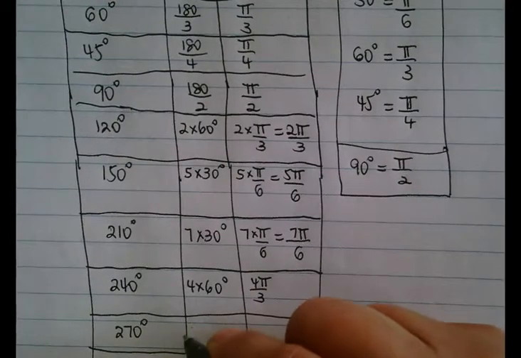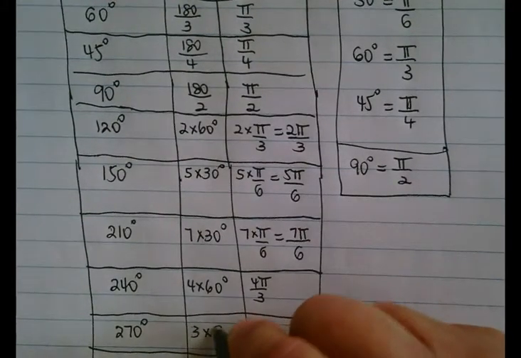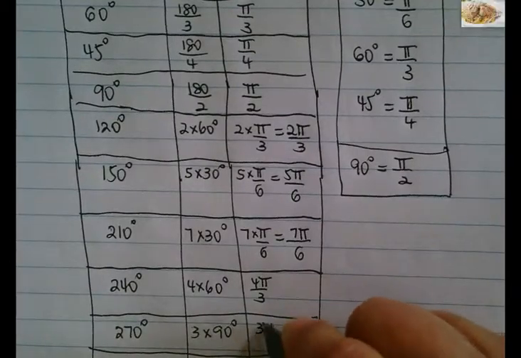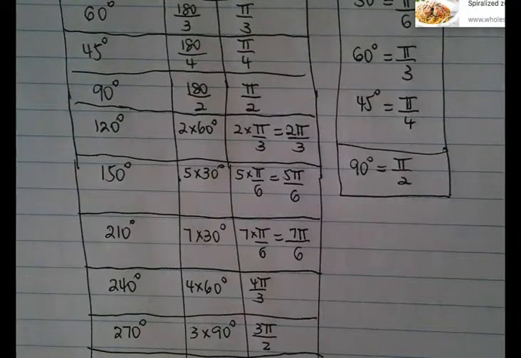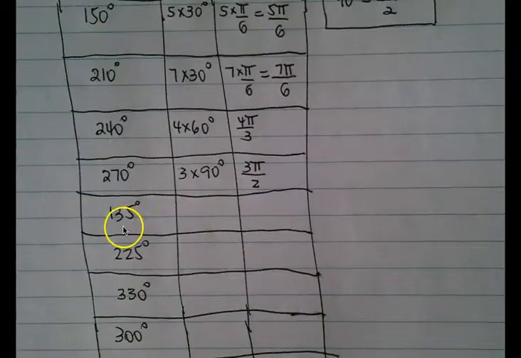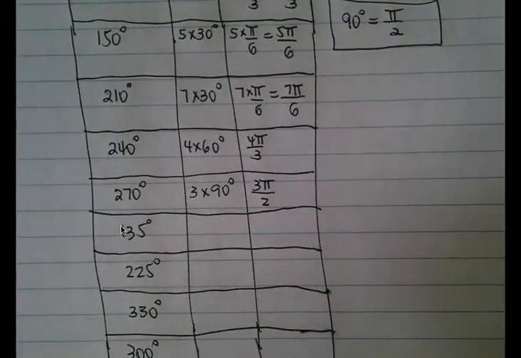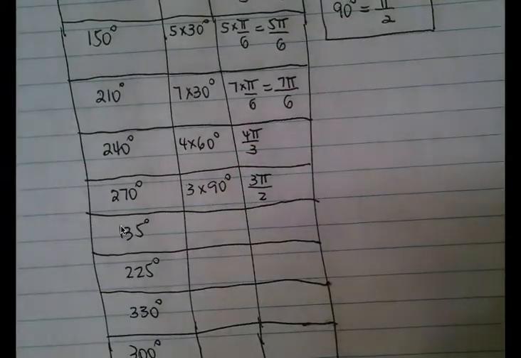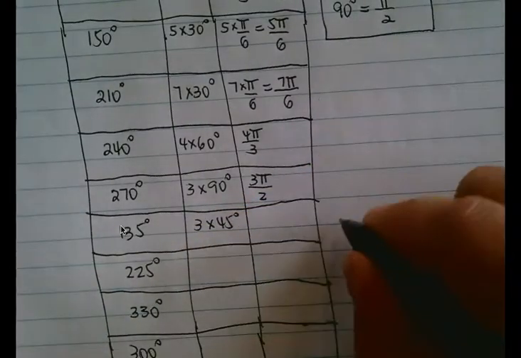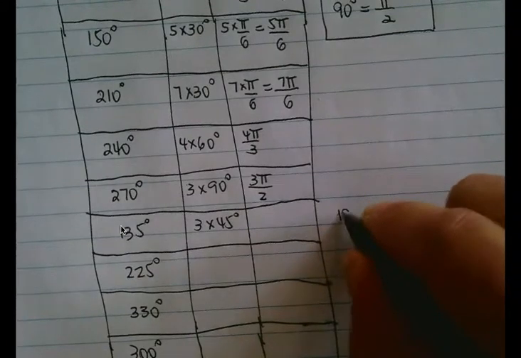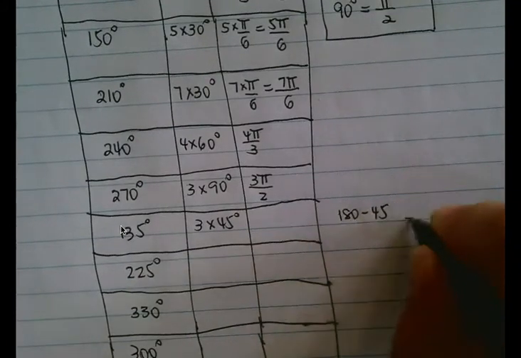3 lots of 90? So it's 3 pi on 2, because 90 is pi on 2. Oh dear, yes, I have that one. 135, what's that? Yeah, it's 180 minus 45, or it's 3 lots of 45. So we could do 3 lots of 45, or someone's just said 180 minus 45.